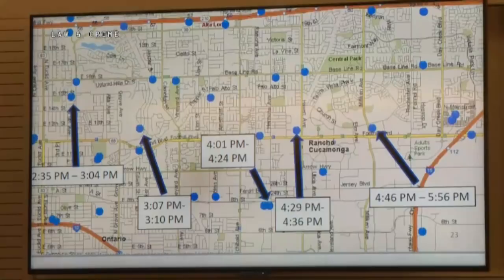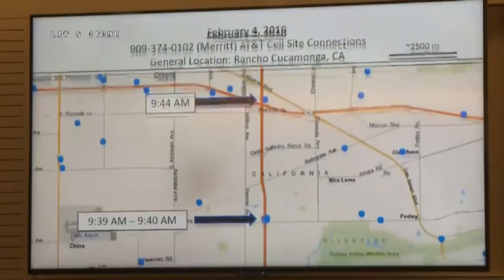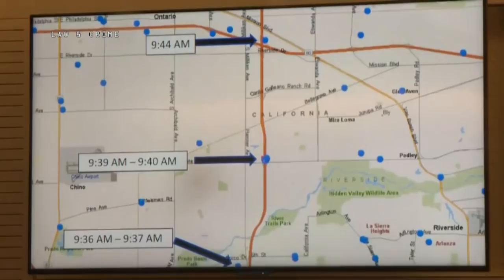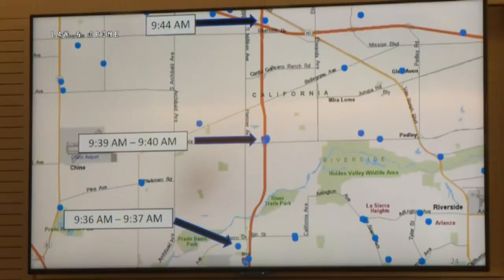February 4th. All right. So February 4th, what did you plot for? The first call of the day is at 9:44 a.m. and connects with a cell tower near Interstate 60 and the 15. I'm sorry. I'm reading this backwards. We start at the bottom. The first call of the day is 9:36 a.m. And continuing to hit three different cell towers through 9:44 a.m., consistent with travel from Norco in a northern direction.